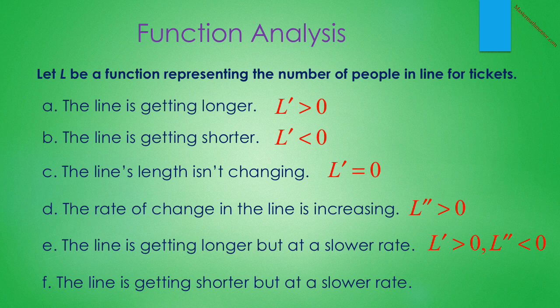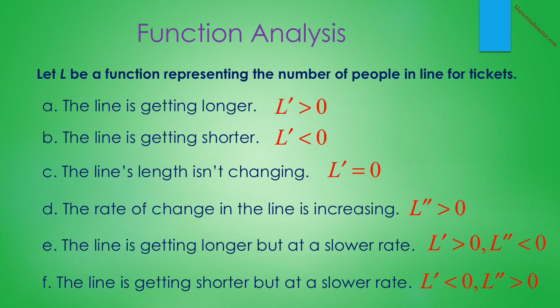E reads the line is getting longer, but at a slower rate. We know from A the line getting longer is L prime greater than 0. Perhaps in the first minute, 4 people join the line. In the second minute, maybe 3 people join the line. In the third minute, 2 people join the line, etc. So the line is getting longer, but at a slower rate, meaning that L double prime is negative.